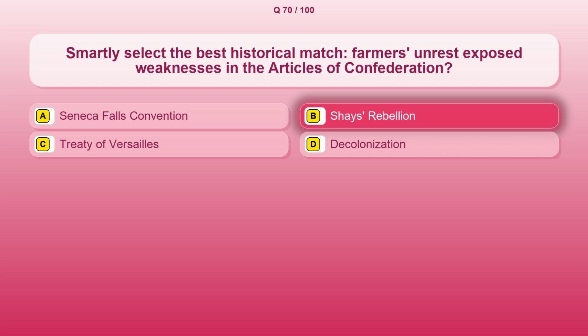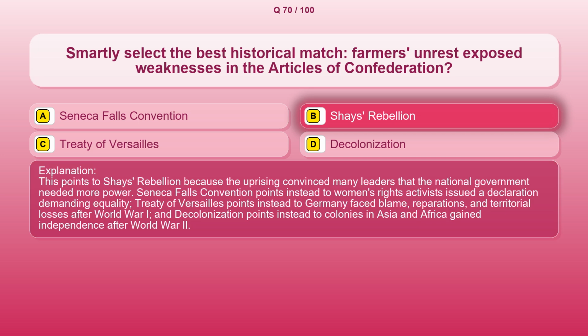The correct answer is option B, Shays Rebellion. This points to Shays Rebellion because the uprising convinced many leaders that the national government needed more power. Seneca Falls Convention points instead to women's rights activists issued a declaration demanding equality. Treaty of Versailles points instead to Germany faced blame, reparations, and territorial losses after World War I, and decolonization points instead to colonies in Asia and Africa gained independence after World War II.